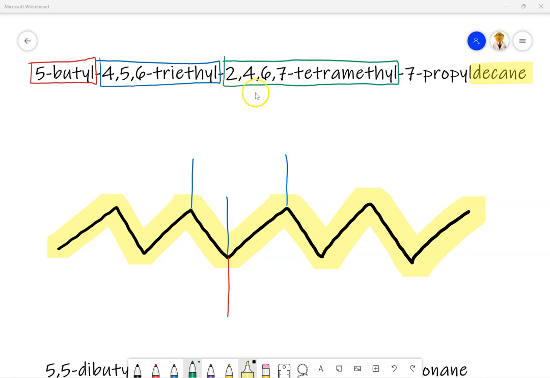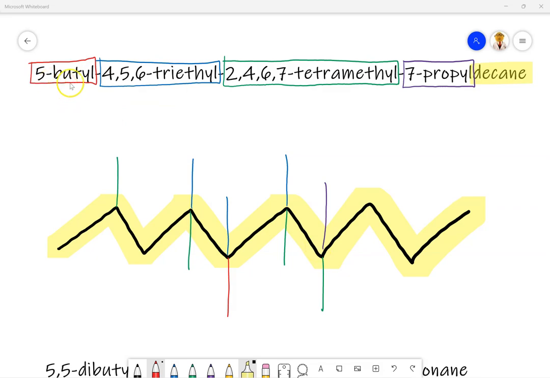We then have more branches popping out from 2, 4, 6, and 7. So carbon number 1, carbon number 2, 3, 4, 5, 6, and 7. And then one more branch popping up from carbon number 7 as well. So 1, 2, 3, 4, 5, 6, and 7. So another branch right here.